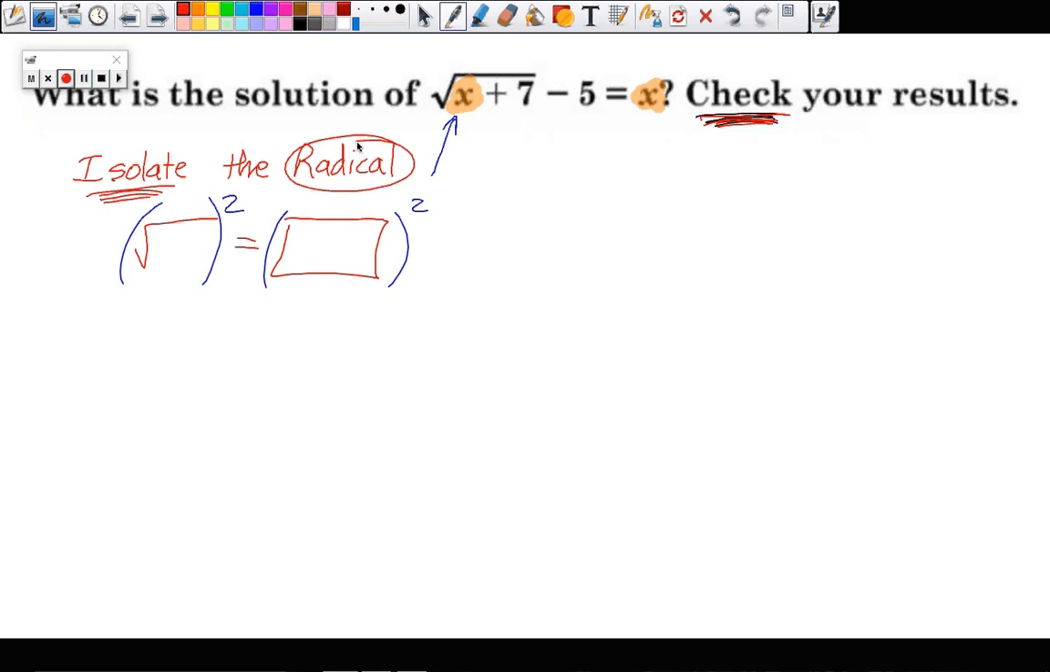Anyone, what do I do to isolate the radical? Add 5, right? Okay. Alright, here we go. I'm going to start calling on some people, and I want to hear what you have as far as interpretation of what to do next. Okay, Charlie, we'll start with you. What do I do? I would square both sides. Square both sides, yeah.